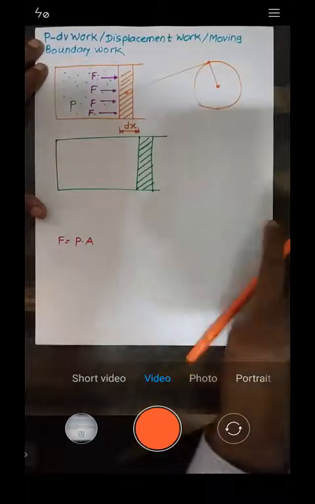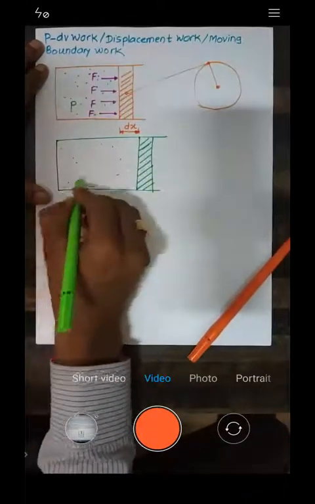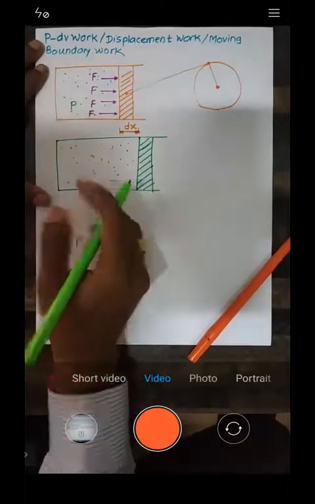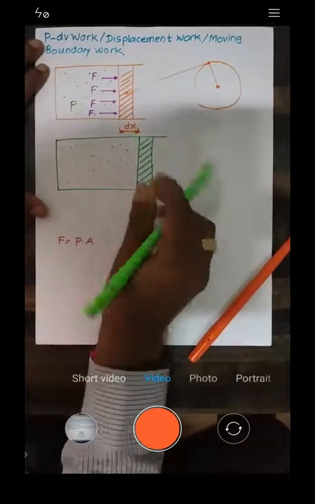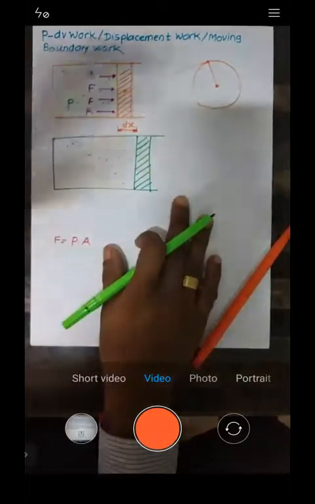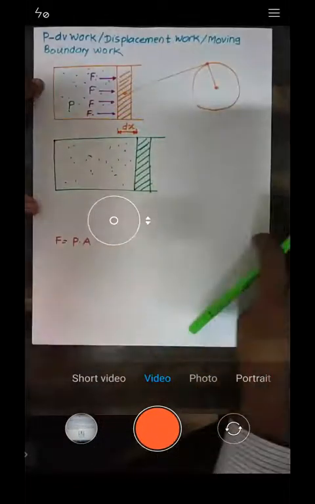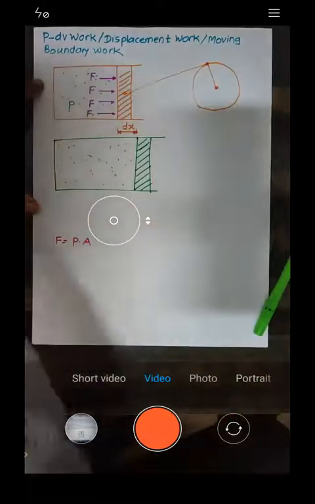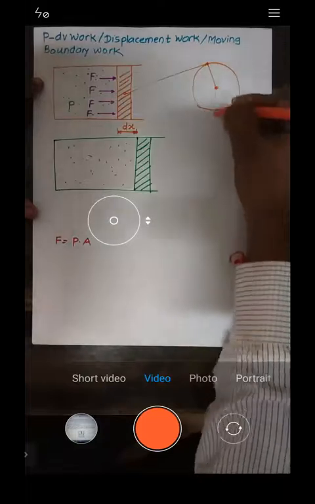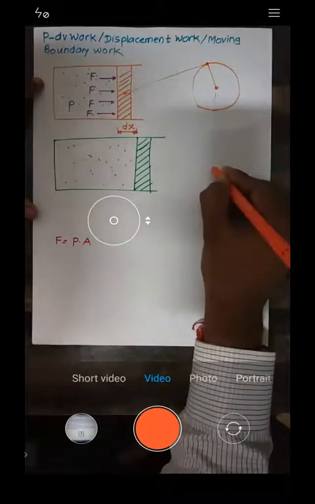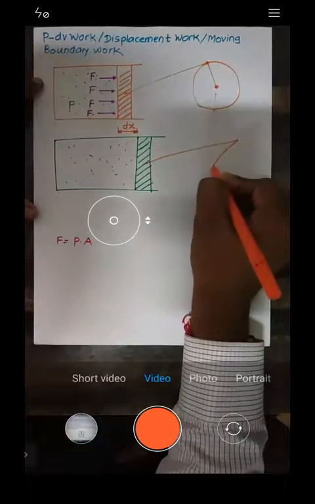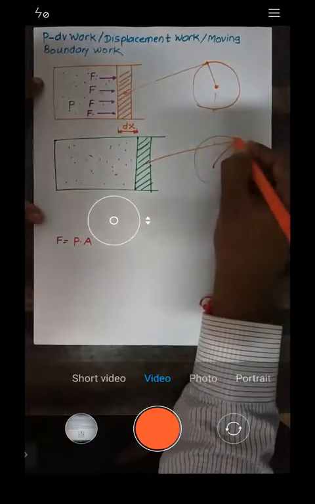Basically you have the gas here, which was at a pressure P. It will exert a force F on the piston. As a result, the piston gets displaced through a distance dx. Initially the piston was here, now the piston has occupied the new position. Now if I need to draw the position, I'll just draw it like this. So this is how it looks. Is that okay?